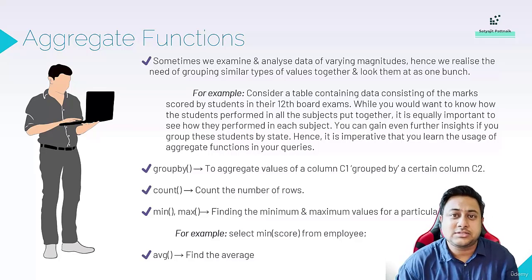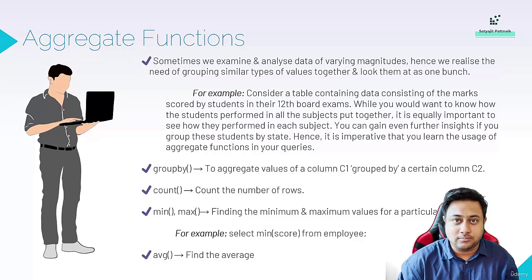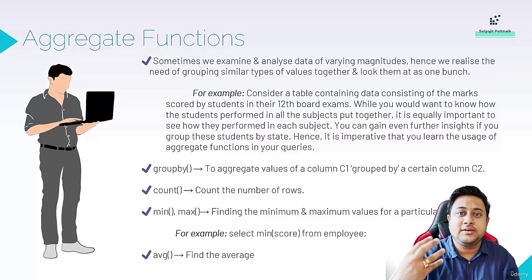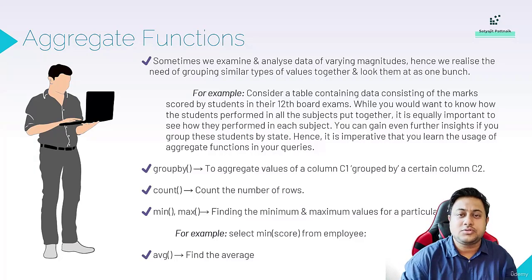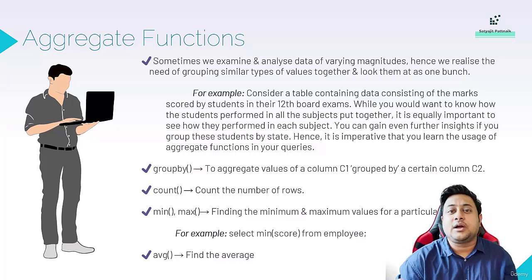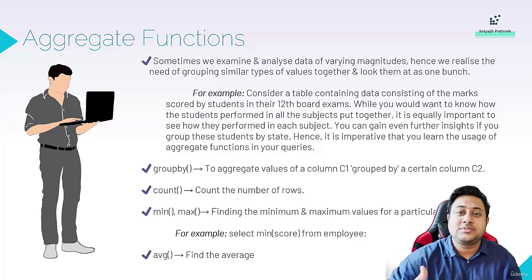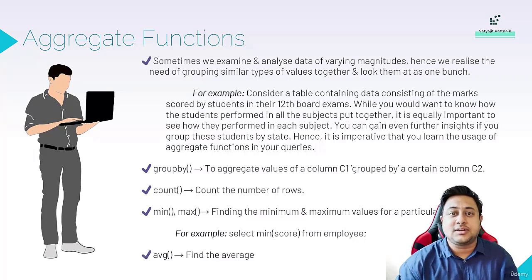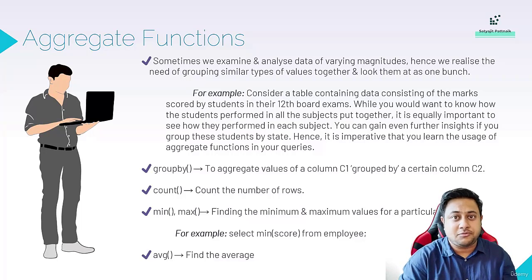So our first thing is group by. That means grouping by a particular column. Let's say you want to find the total count of male and female. Of course, we have to group by and find the total count based on gender. That means select gender, count star from table name, group by gender. So group by is used to aggregate values of a column C1 grouped by a certain column C2. We'll talk about the practical part in a couple of minutes.